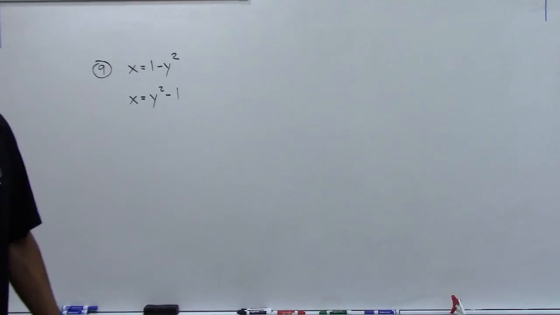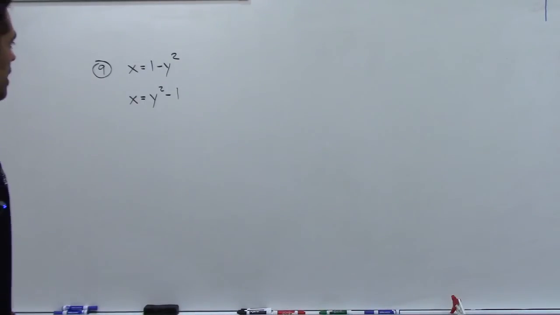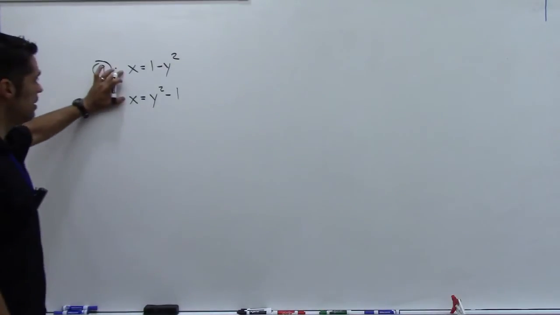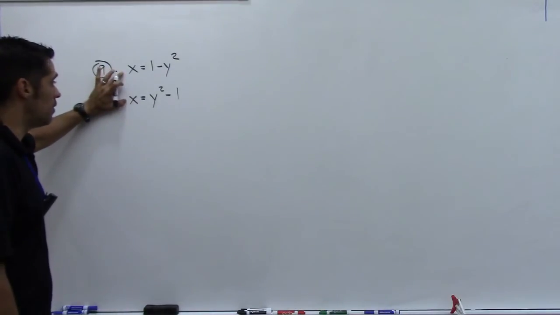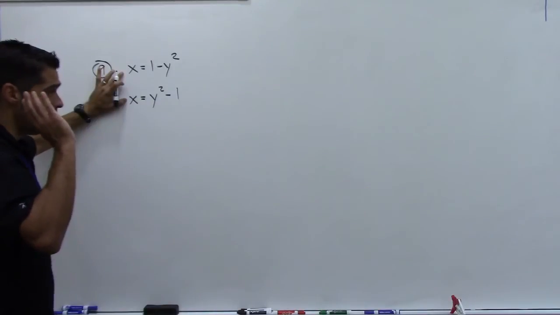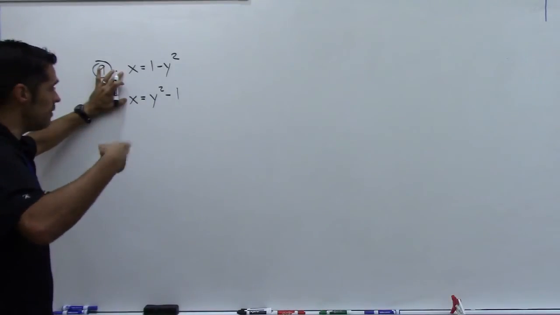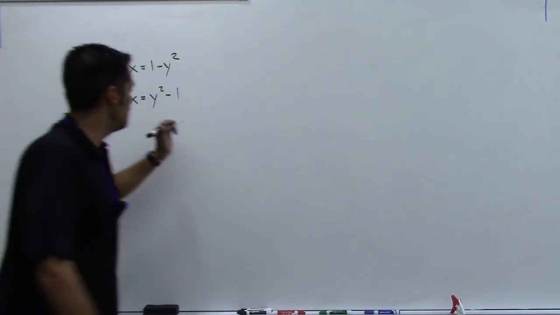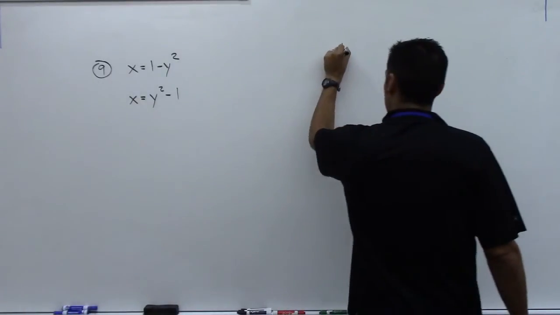Okay, so working on number 9. So right away, I noticed that these are functions of y because they're solved for x. So I'm thinking I'm going to have horizontal rectangles instead of vertical rectangles. But let me just do the graph and see how this works out.